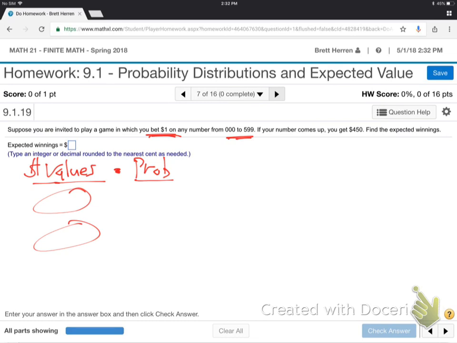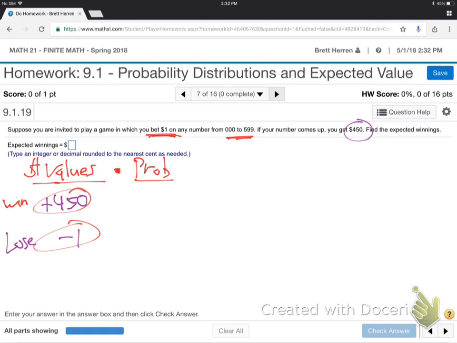How are we doing? So if you win, what will happen to your bank account? You get $450. And if you lose, what's going to happen to your bank account? You just lose one, negative one, right? It's positive 450. Winning is positive and losing is negative to your bank account.